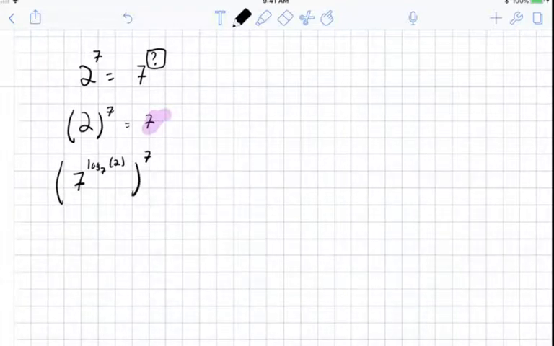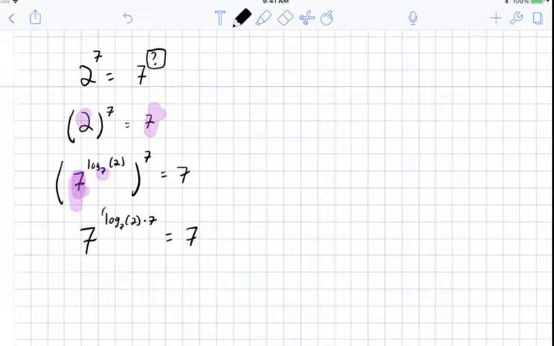In other words, I'm just taking this 2 and rewriting it in a different way, so that this is now the base. I want 7 to be the base, so the base of the log has to be 7. The result is log base 7 of 2 times 7, and that tells me what the number has to be. I can calculate this on its own.